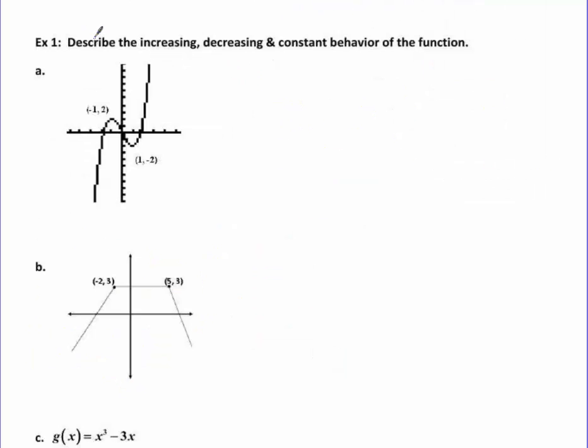All right, so let's take a look at what we have here. We've got a graph, and it says to describe the increasing, decreasing, and constant behavior of the function. So if we look, this graph at this section is increasing. When we get to this point right here, which is labeled for us conveniently, the graph starts to decrease, starts to go down. And we get to this point, which is labeled again for us, the graph starts to go up.